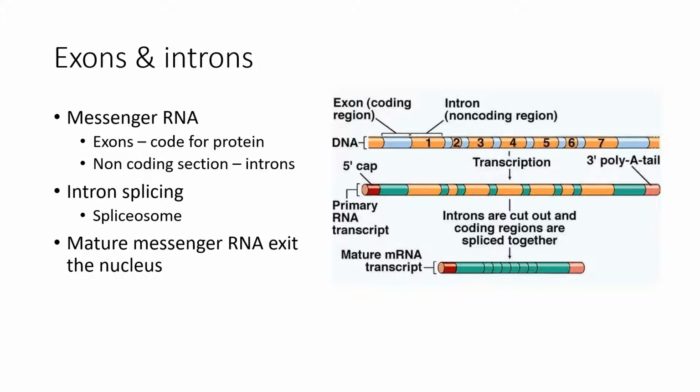This process is called intron splicing, and is performed by a complex made up of proteins and RNA called the spliceosome. This complex removes an intron segment and joins the adjacent exons to produce a mature messenger RNA strand that can leave the nucleus through a nuclear pore and enter the cytoplasm to begin translation.